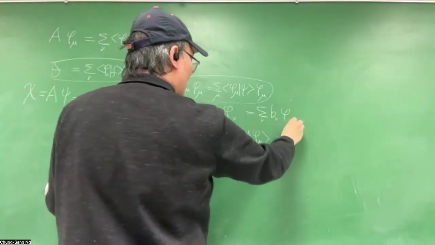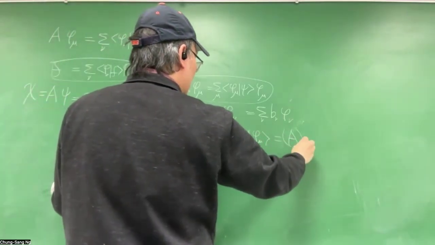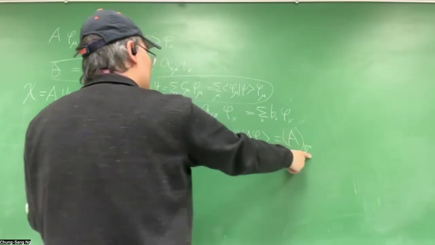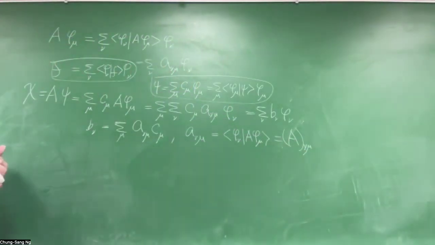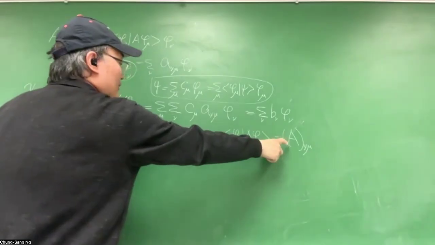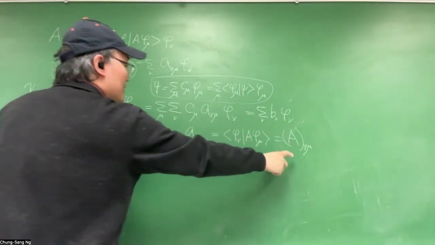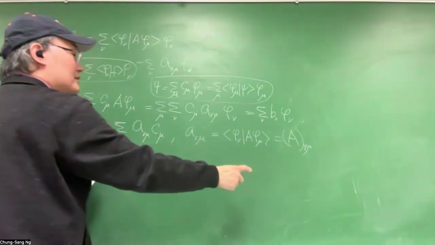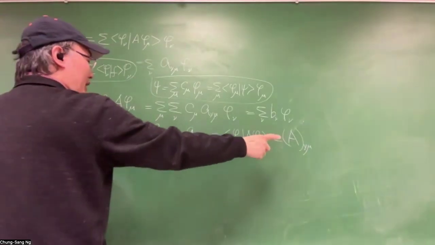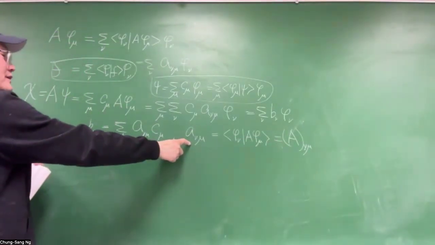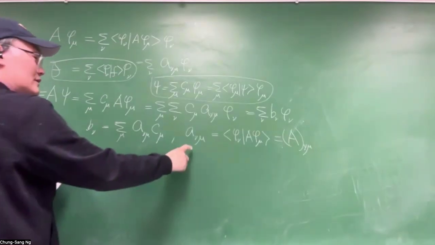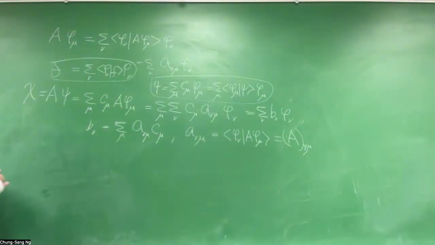Basically, you can say it's the operator, the nu and mu component of this operator. This is the operator, but after you do the basis expansion, you get the nu and mu component, and the nu and mu element will be this number A. Then the definition is this scalar product.